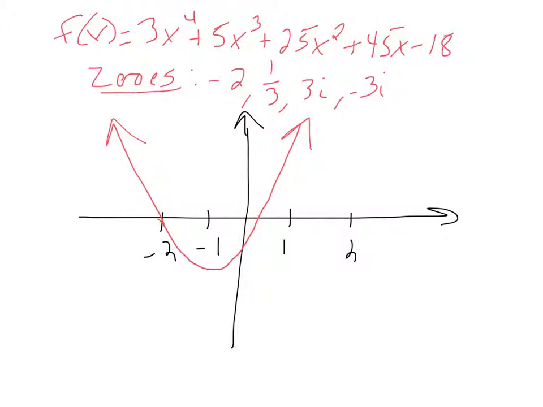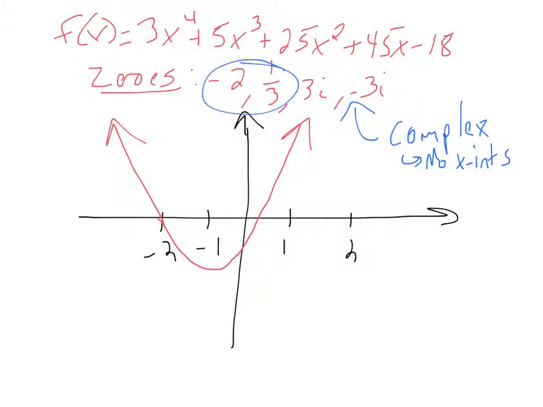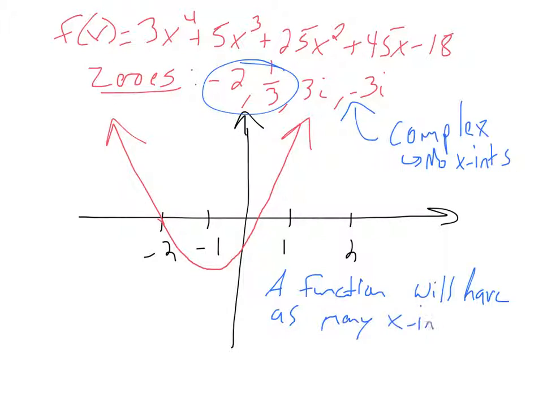So anytime we have complex zeros, they contribute no x-intercepts. The only actual x-intercepts are at the real zeros. So complex zeros contribute no x-intercepts. So a function will have as many x-intercepts as it has real zeros.